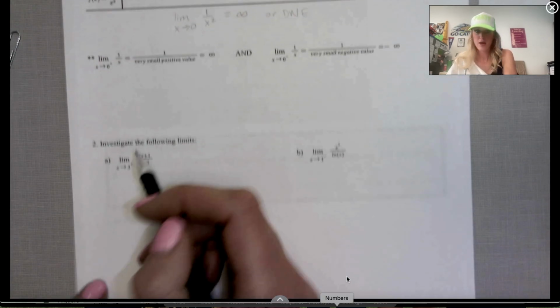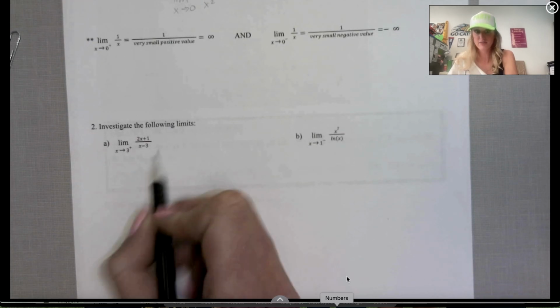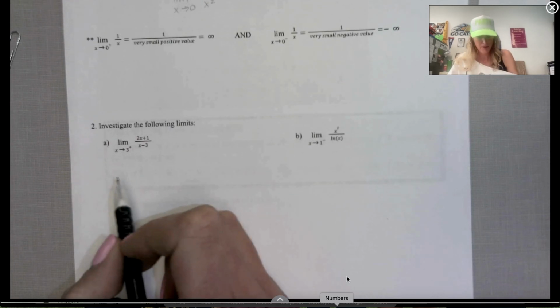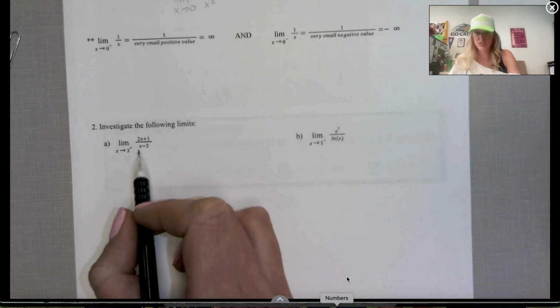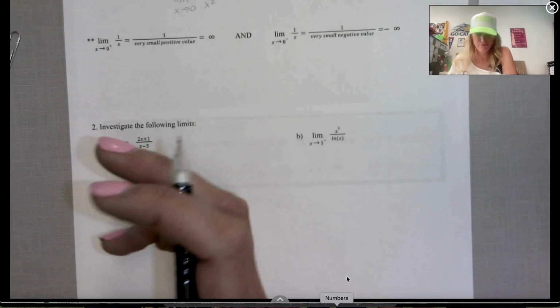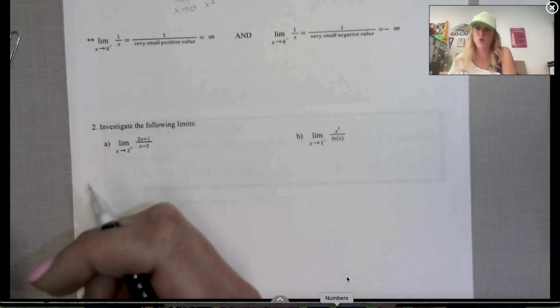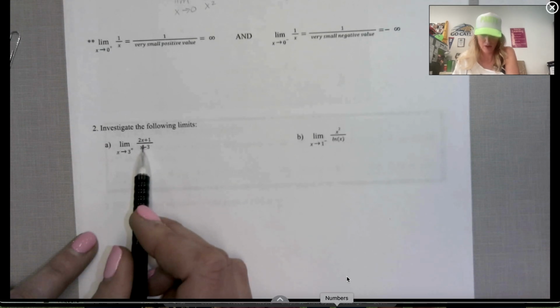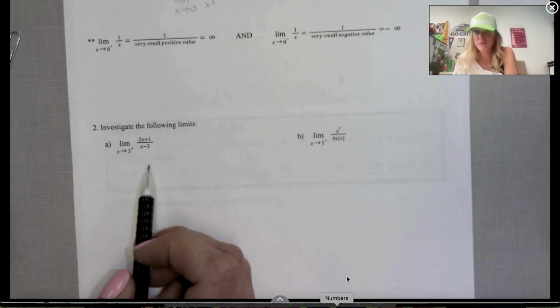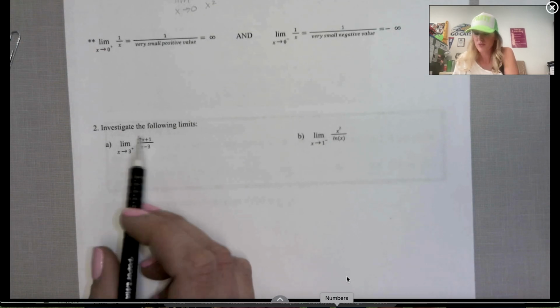Okay, investigate the following limits. As we approach 3 from the right for this function, I still am going to use substitution, but I'm going to think about this more logically. If I were to plug in 3, I would get division by 0. So I can't really evaluate this. This one also doesn't factor nicely, so we're just going to think about this logically.